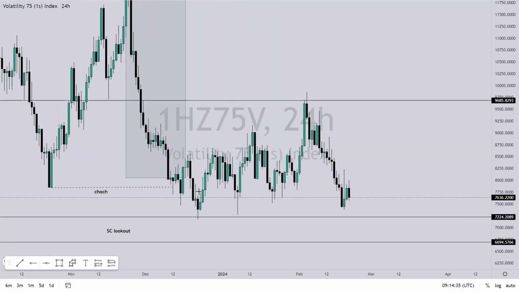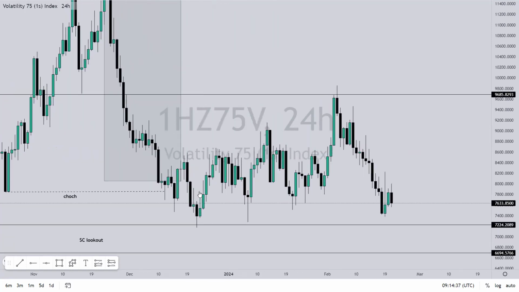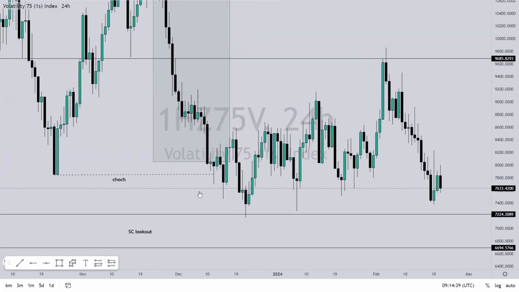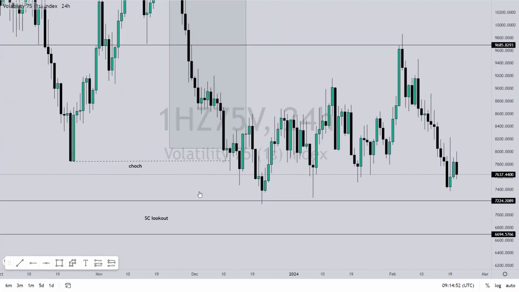So when I was seeing this, I took advantage of this buy at a time. So we had a break of structure to the upside. This is a break of structure to the upside. Let's call it a change of character, a minor change of character in between there. So we had this minor change of character, right? That's a minor change of character.